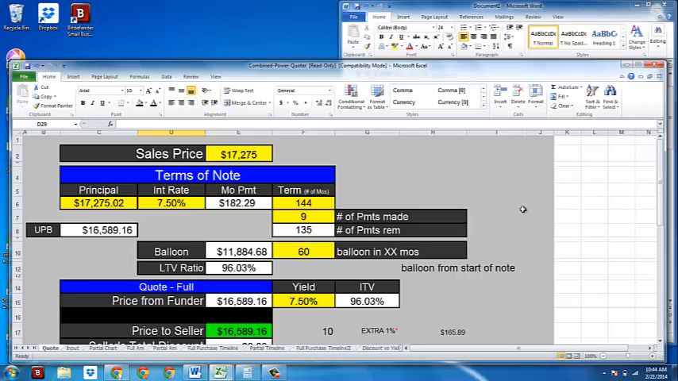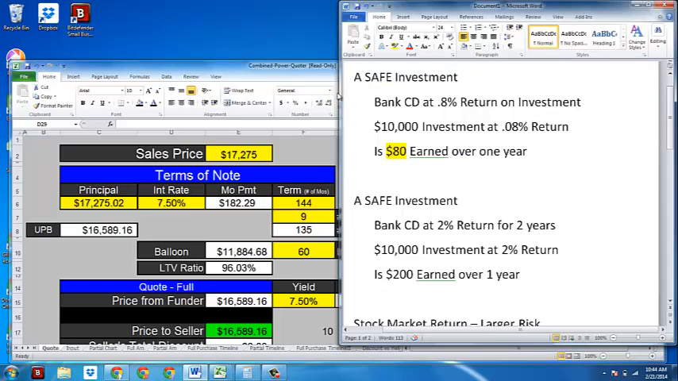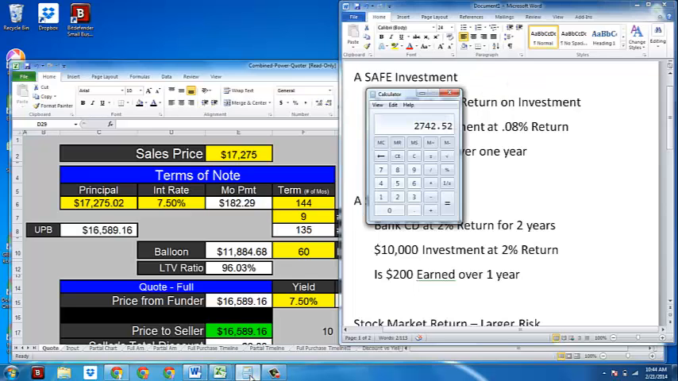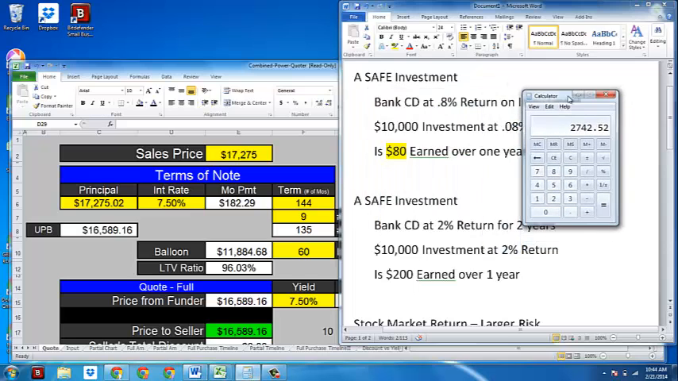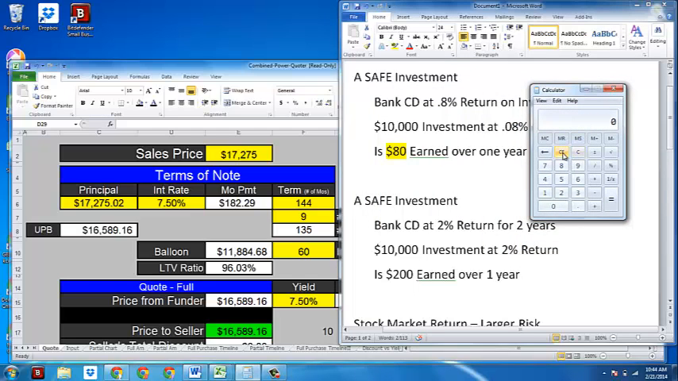What prompted this is I was talking to a friend the other day, and they had just received a bank CD return, and their return was 0.8% return on investment. So let's take a look at that. I've let the cat out of the bag there. You've seen what the return is.